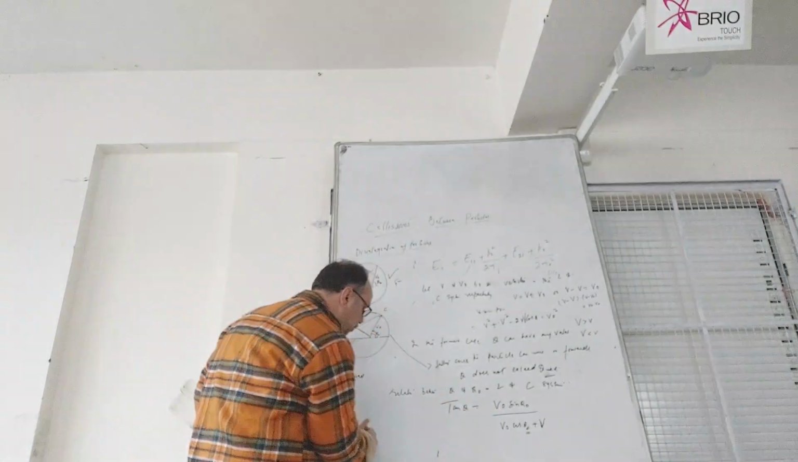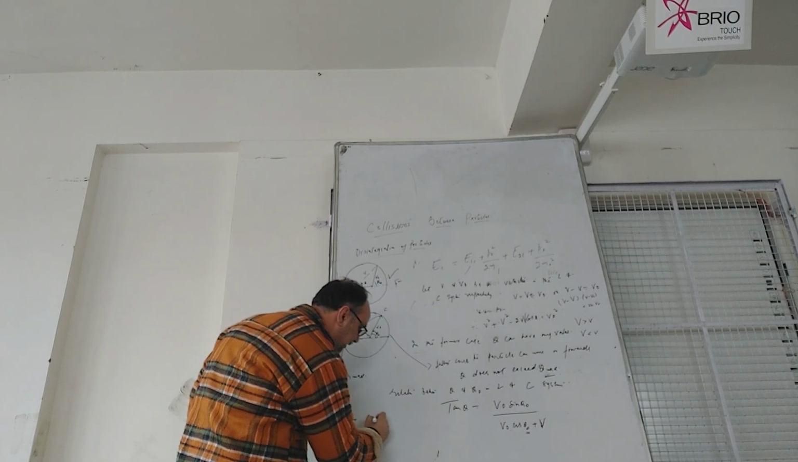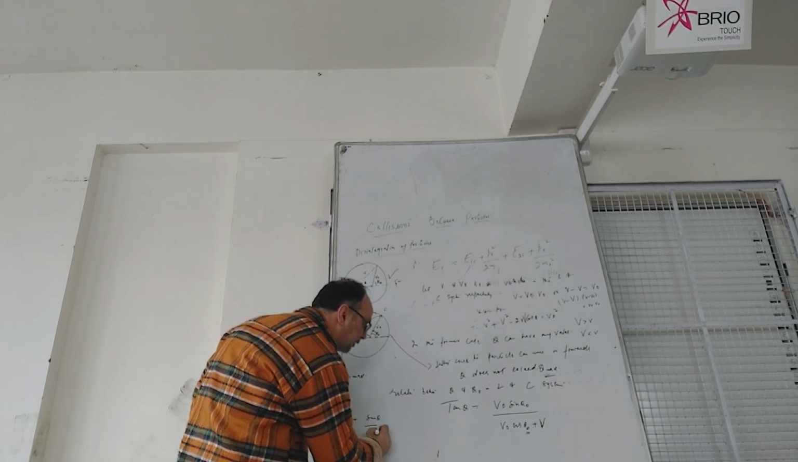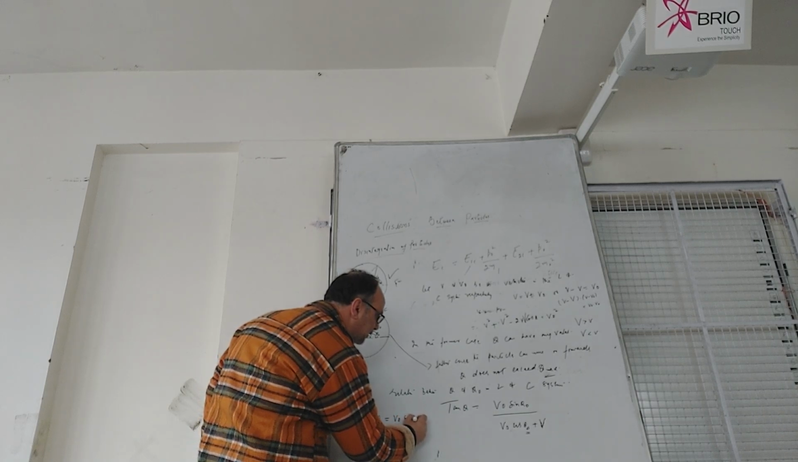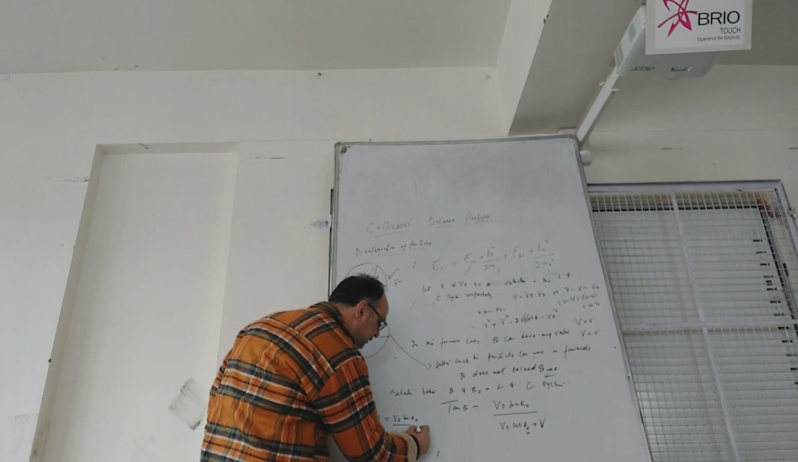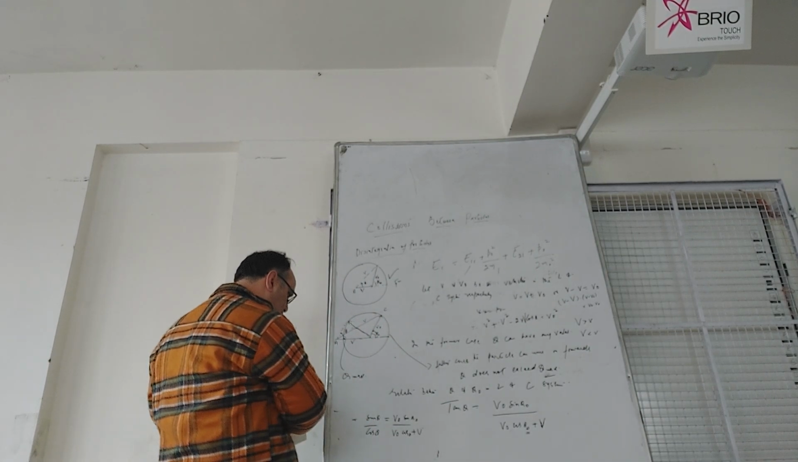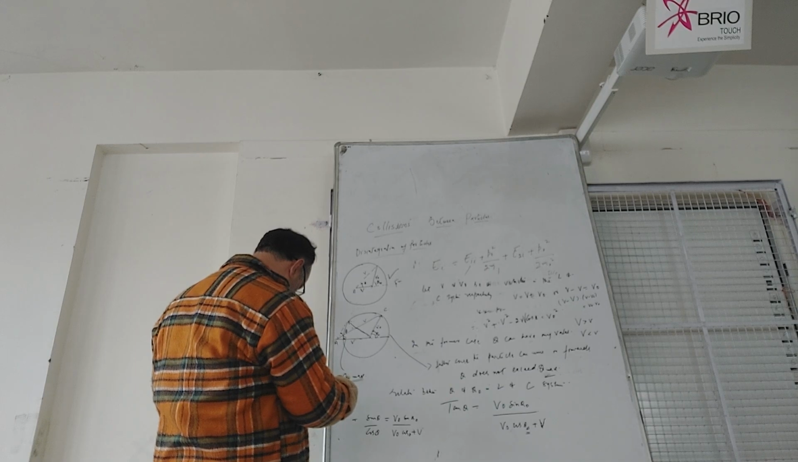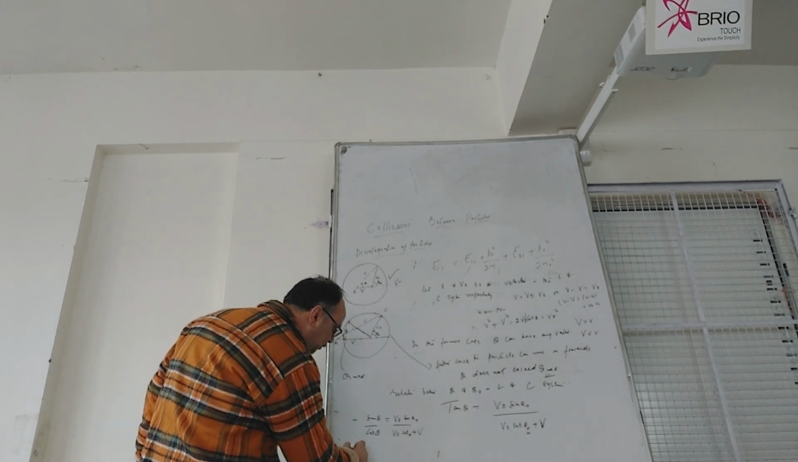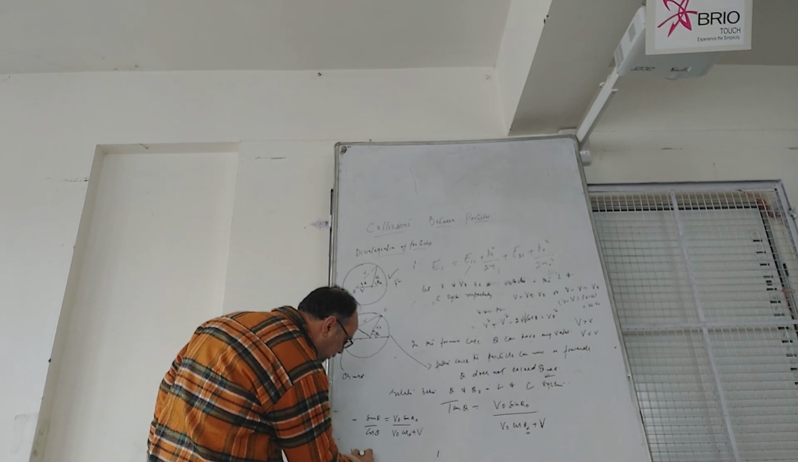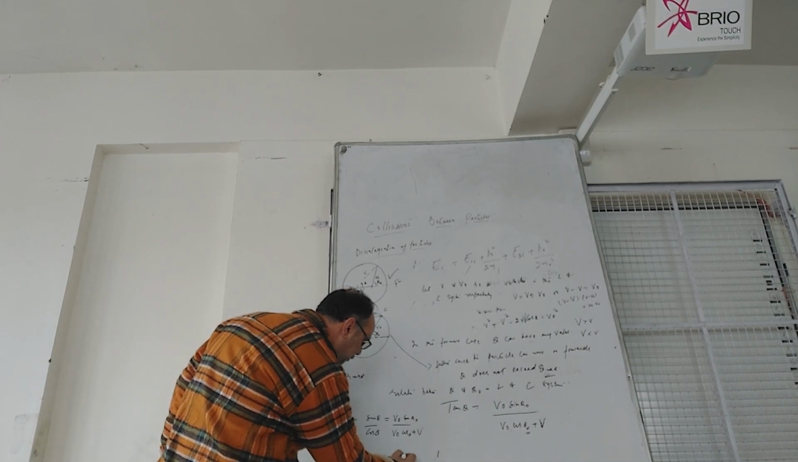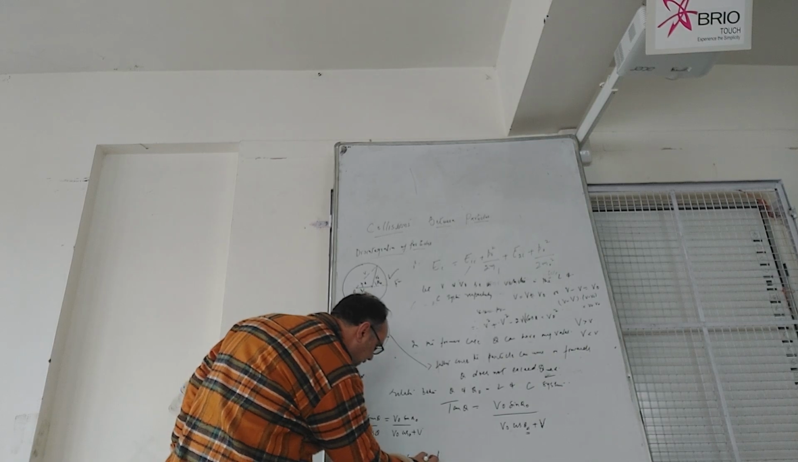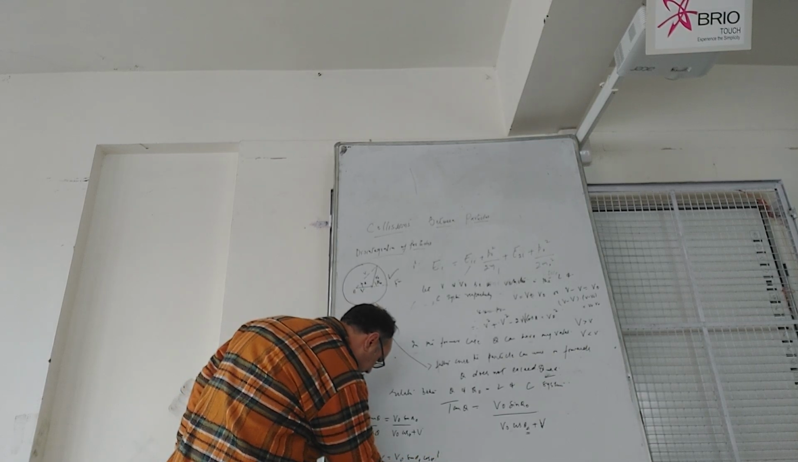So how can we solve it? We can solve it by this: sin theta by cos theta is equal to V naught sin theta naught divided by V naught cos theta naught plus V. We have to solve it in terms of cos theta. So we are going to do V naught cos theta plus V is equal to V naught sin theta naught cos theta by sin theta.